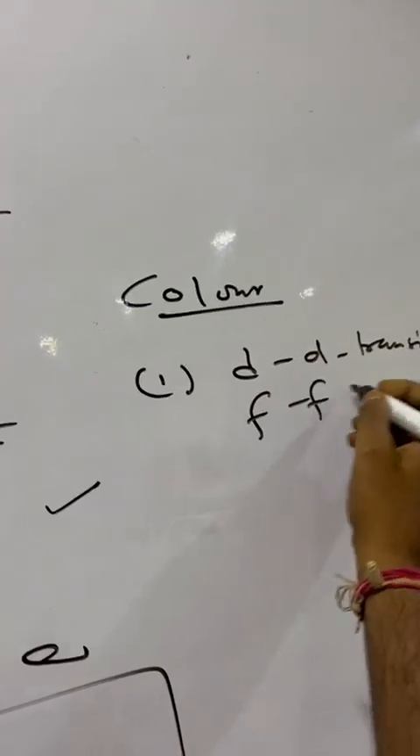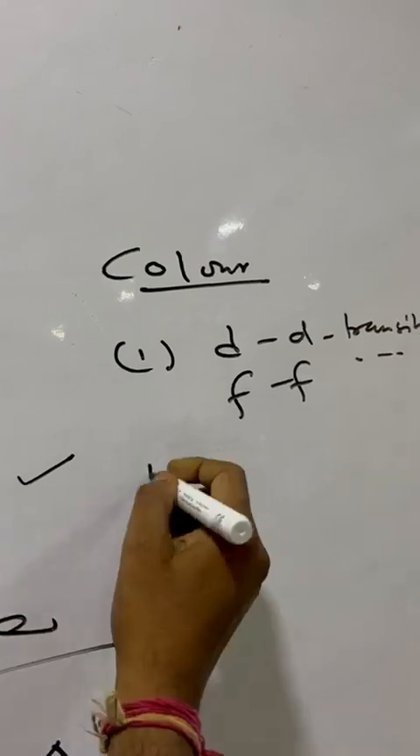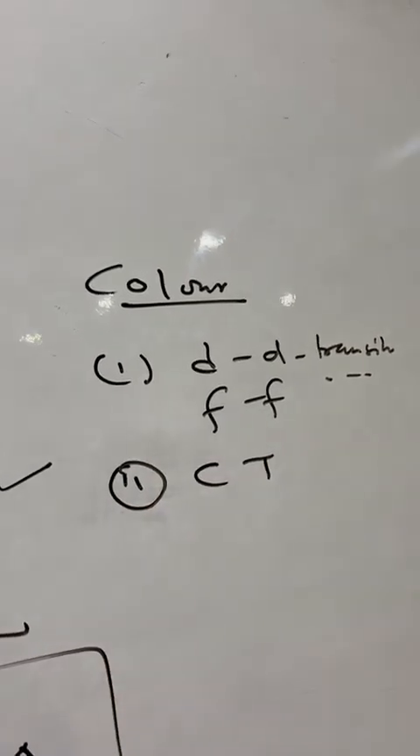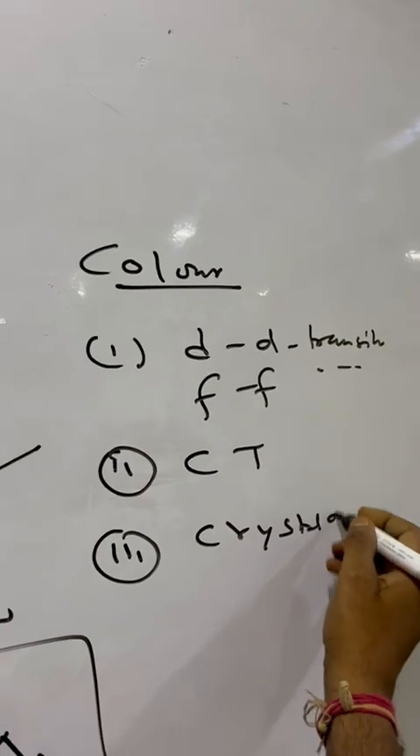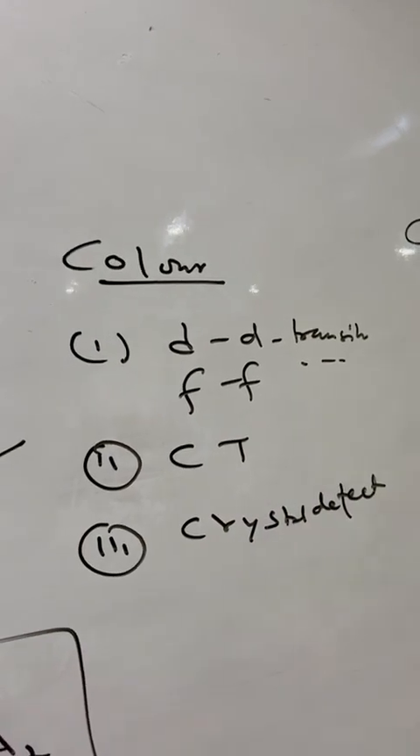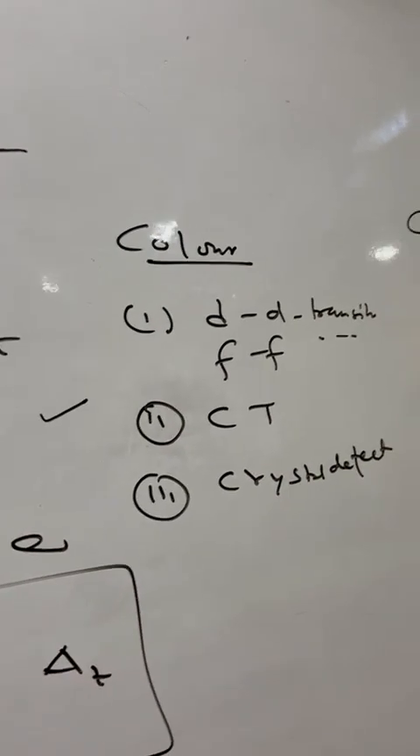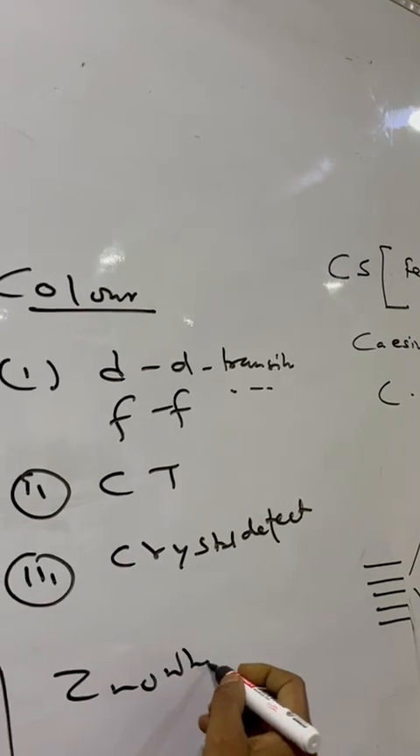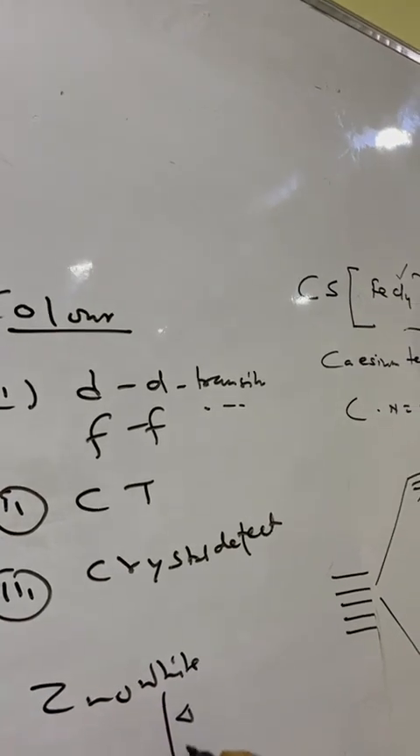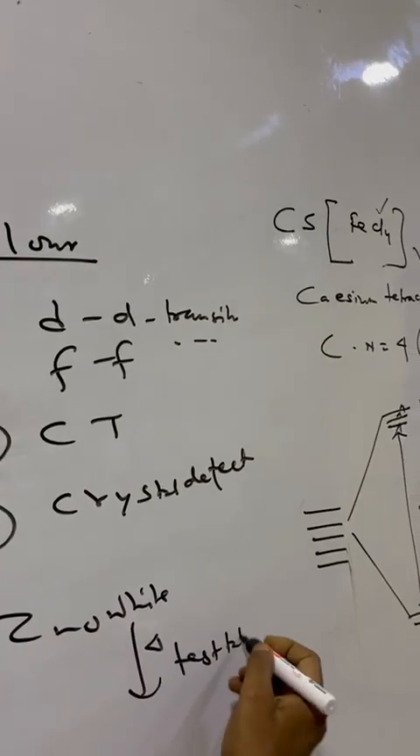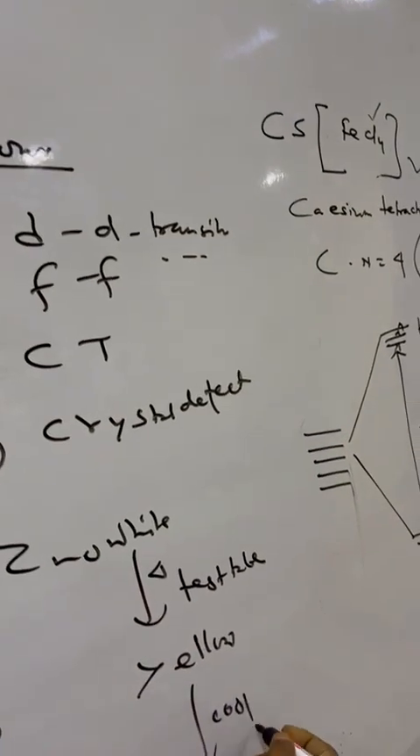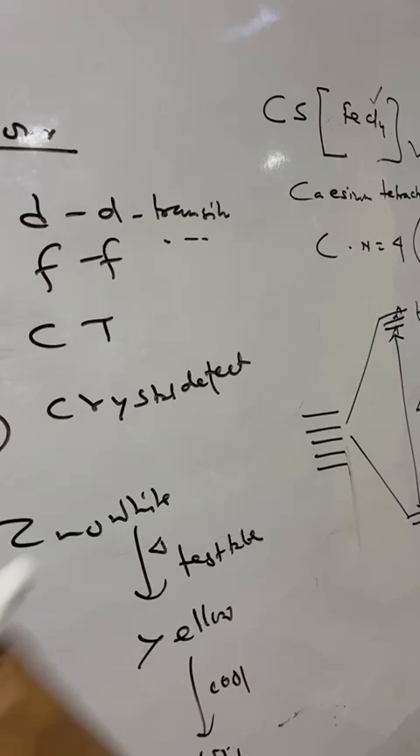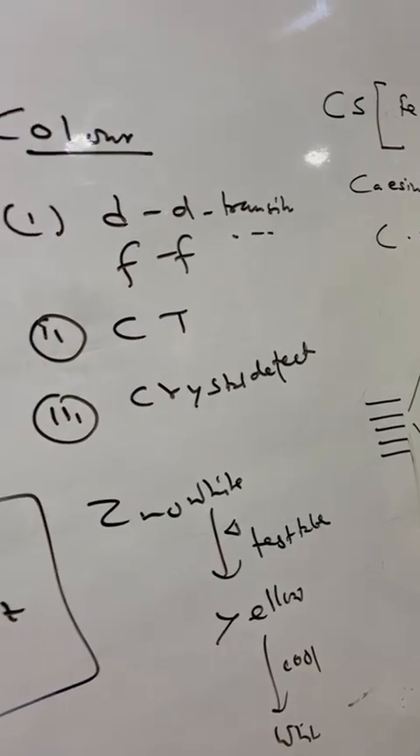It may be ff transition also. Charge transfer transition, that is called CT, and crystal defect. These are the three causes of color in chemistry. Say for example, zinc oxide is white. Heat it in a test tube, it will become yellow. Cool it, it will again become white. This is due to crystal defect, the color is coming.